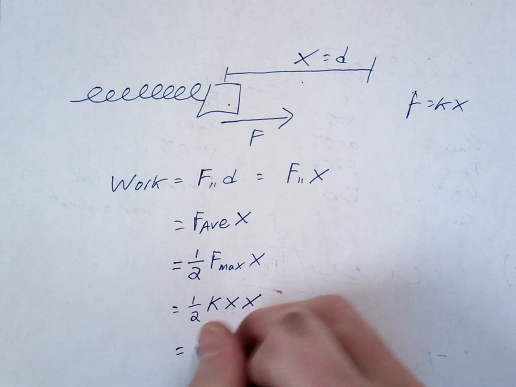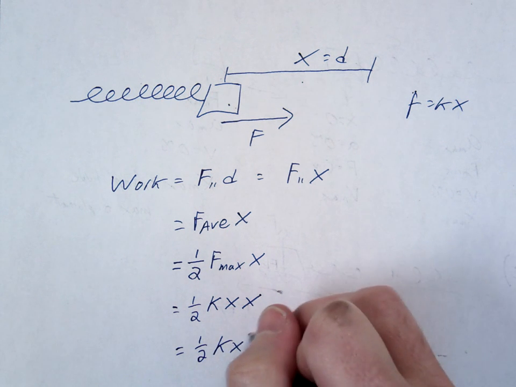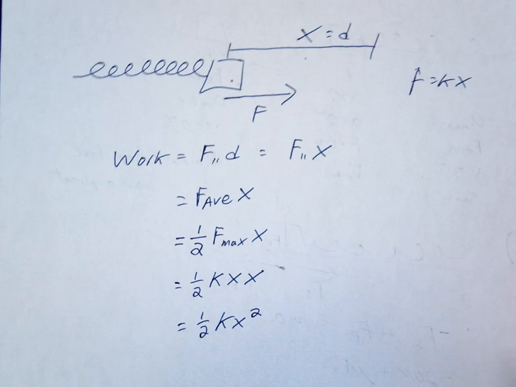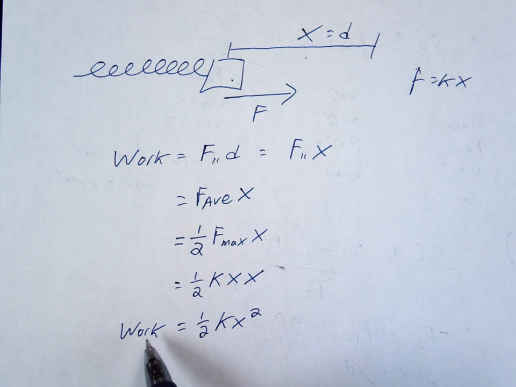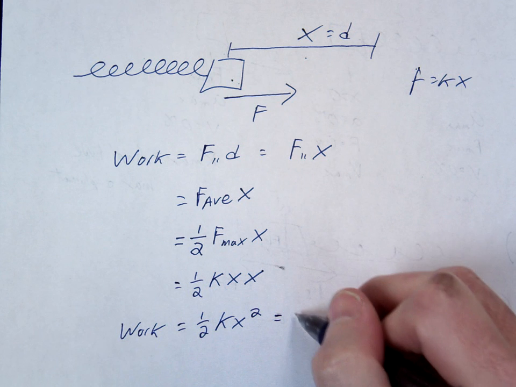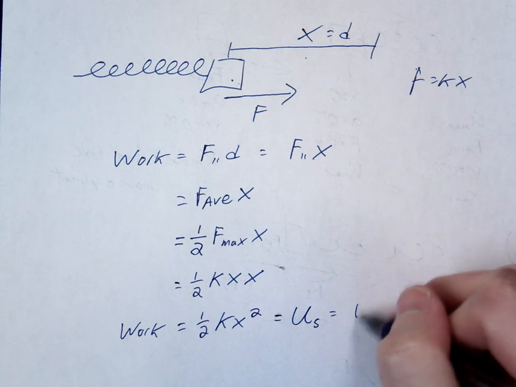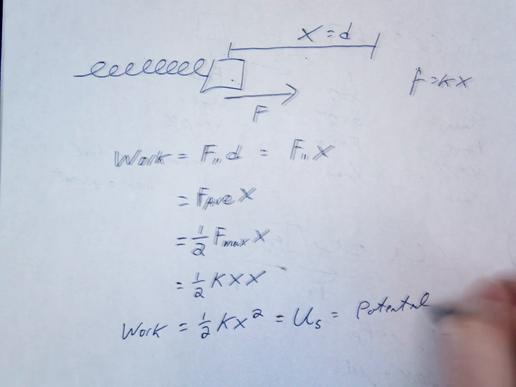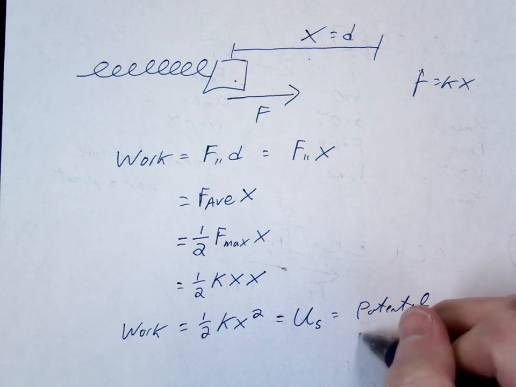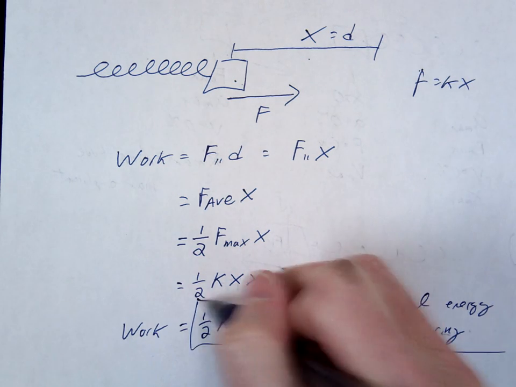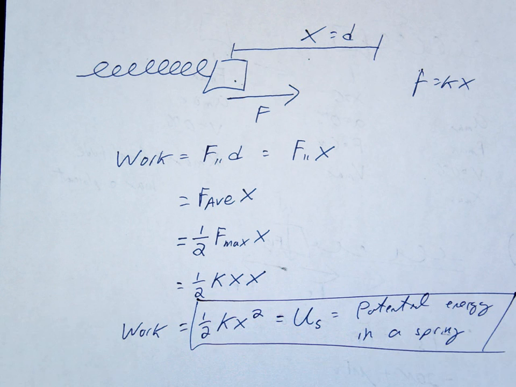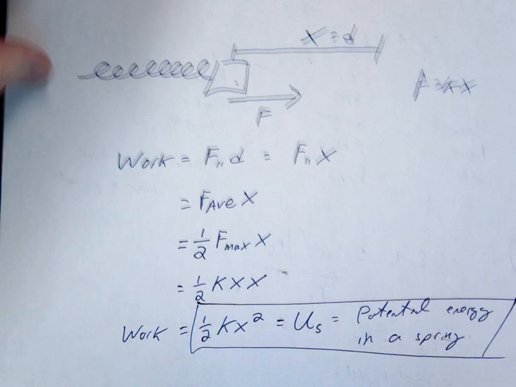And what are we left with? 1/2 kx squared. Just the U_S. So if I do a certain amount of work, where does that work now go? Into the potential energy of the spring, which we call U_S. So that energy would now be stored within the spring, right? Okay. All right, let's do a problem.